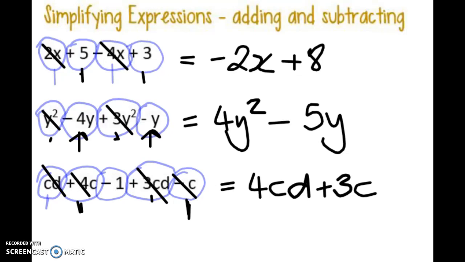And all we're left with is minus 1. So like before, minus 1 is just a constant. It hasn't got a variable with it, so we don't combine it with the variables. And that's how we simplify, by adding and subtracting like terms.